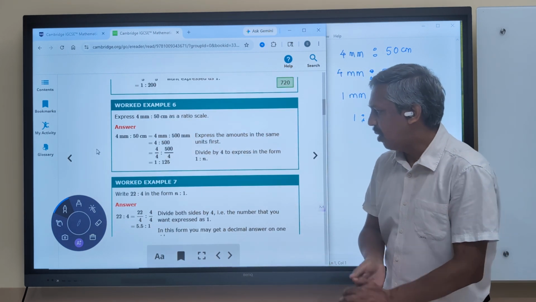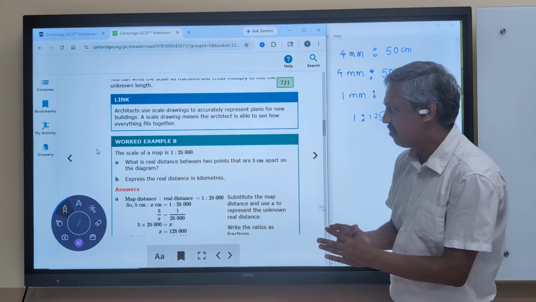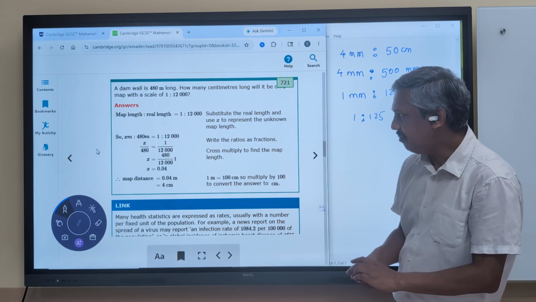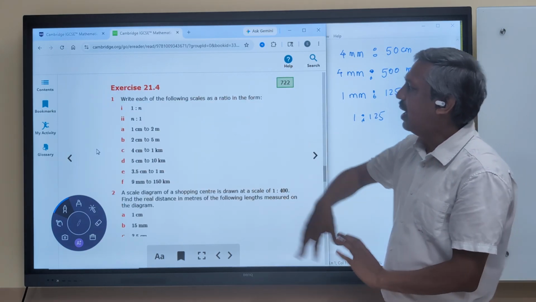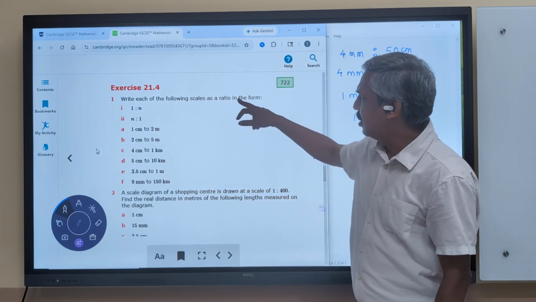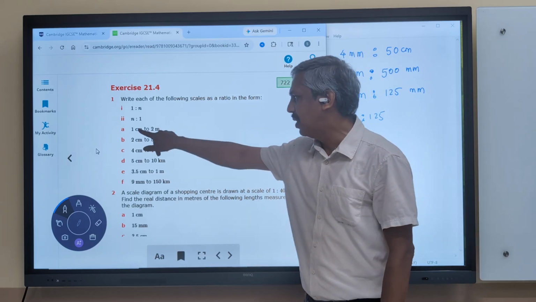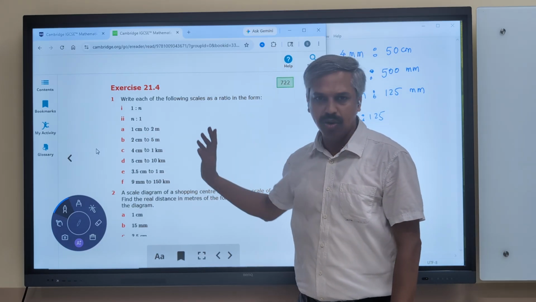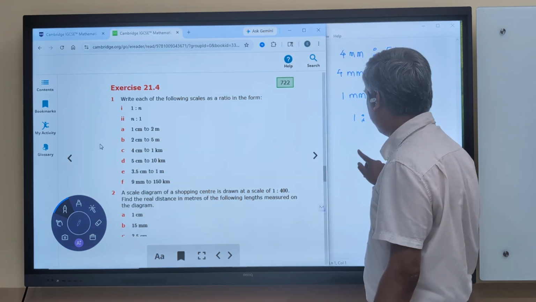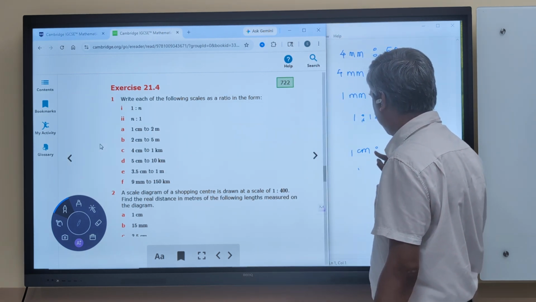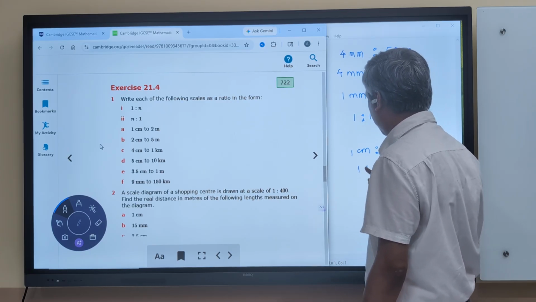We'll see some problems now. Let's see the exercise. Exercise. Write each of the following scales as a ratio in the form of either 1 is to n or n is to 1. Very simple. 1 centimeter to 2 meter, convert into the same unit. 1 centimeter is to 200 centimeter. So this is 1 is to 200.